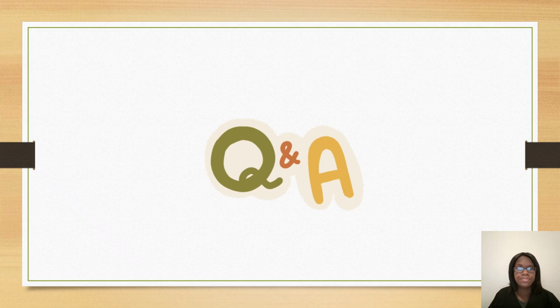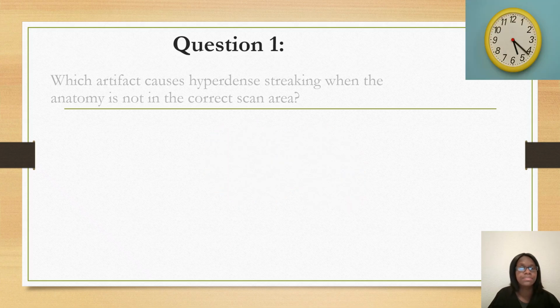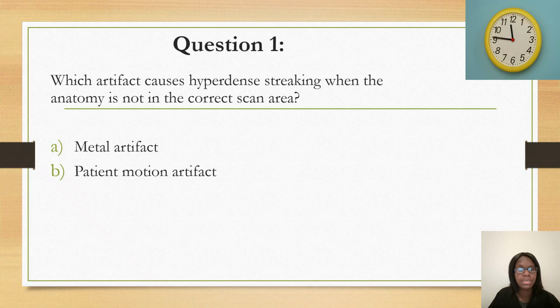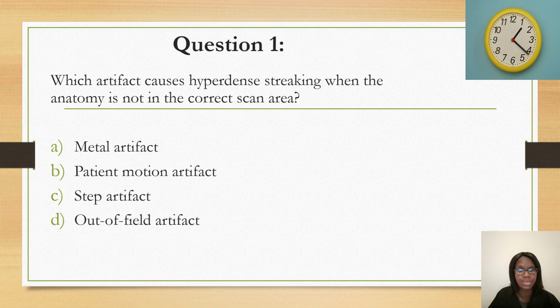So here we go. Question 1. Which artifact causes hyperdense streaking when the anatomy is not in the correct scan area? A. Metal artifact. B. Patient motion artifact. C. Step artifact. Or D. Out of field artifact.